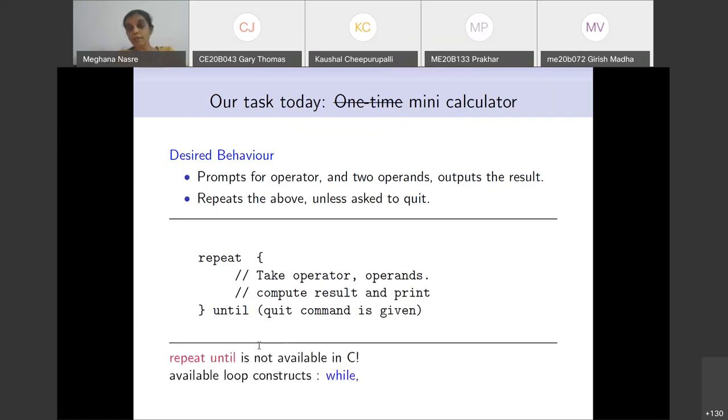But as we know, repeat is not something that is available in the C language. The available loop constructs are while, for, and do while. So these are the three different loop constructs. We are going to look at the loop construct which is while in today's class. So this is our goal. Okay.